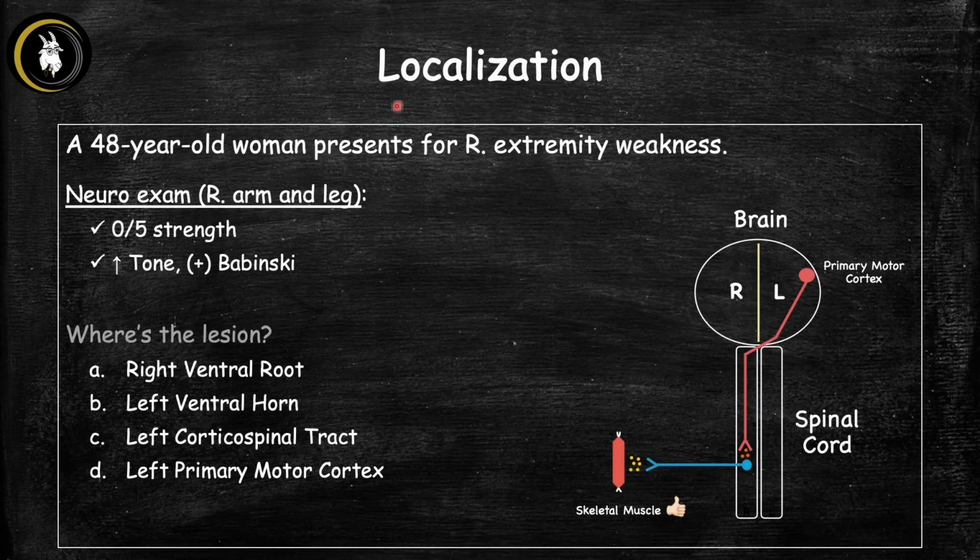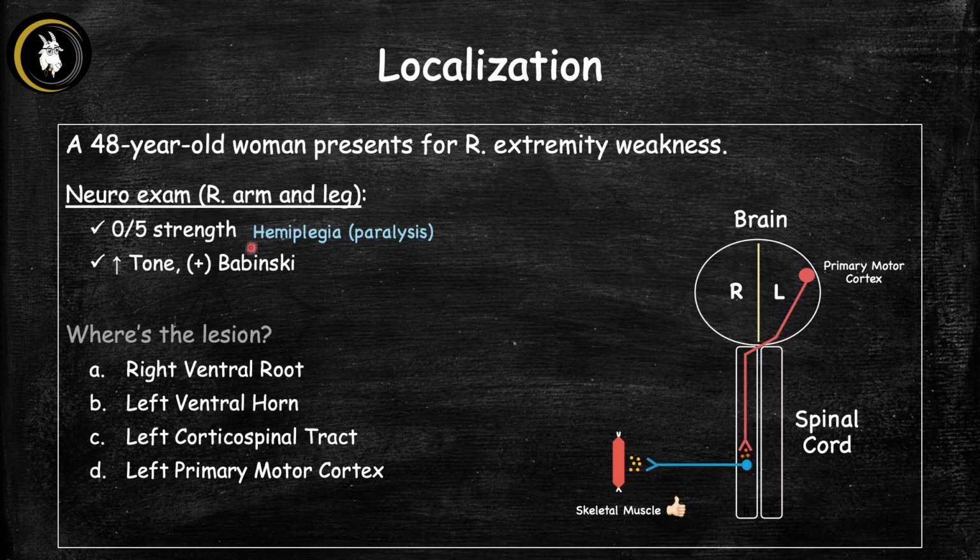Okay, so now let's use what we just learned and apply it to localize a case. And I made this one pretty light just so we can focus on the main thing. So we have a 48-year-old woman that's presenting for right-sided extremity weakness, so right arm and leg weakness. On her neuro exam of the right arm and leg, we have 0 out of 5 strength. So basically, she's paralyzed in her arm and leg. So that means that she has significant motor weakness.